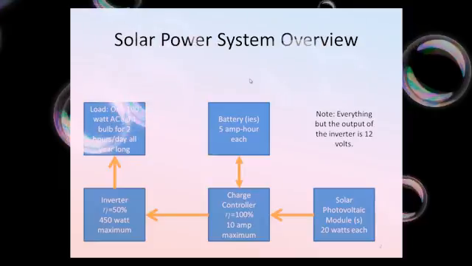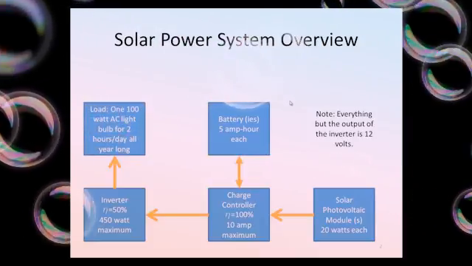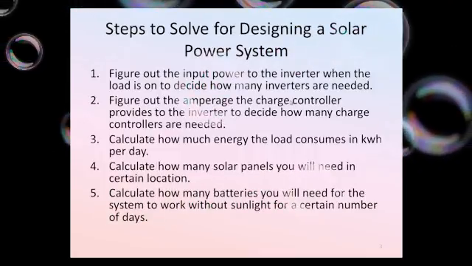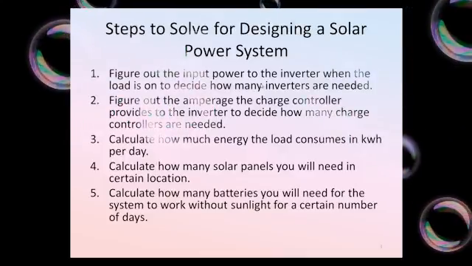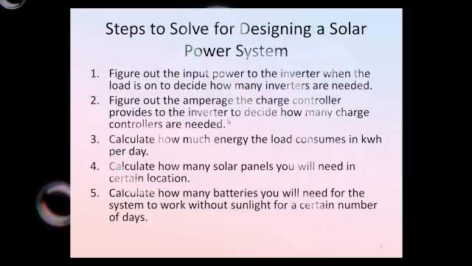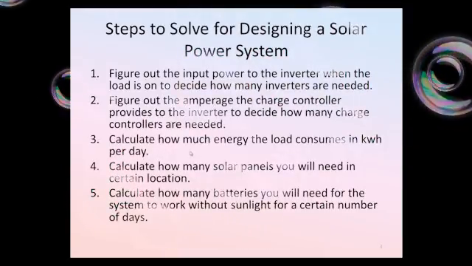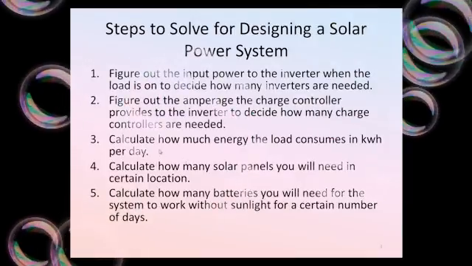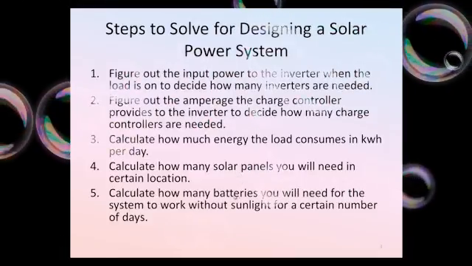So how do we choose how many of these components we need? We want to start with all the steps to solve for designing a solar power system. We start with how many inverters we need. That's step 1. Then we figure out how many charge controllers are needed for step 2. We calculate how much the load uses per day. So we can calculate in step 4 and 5 how many solar panels and batteries we'll need.